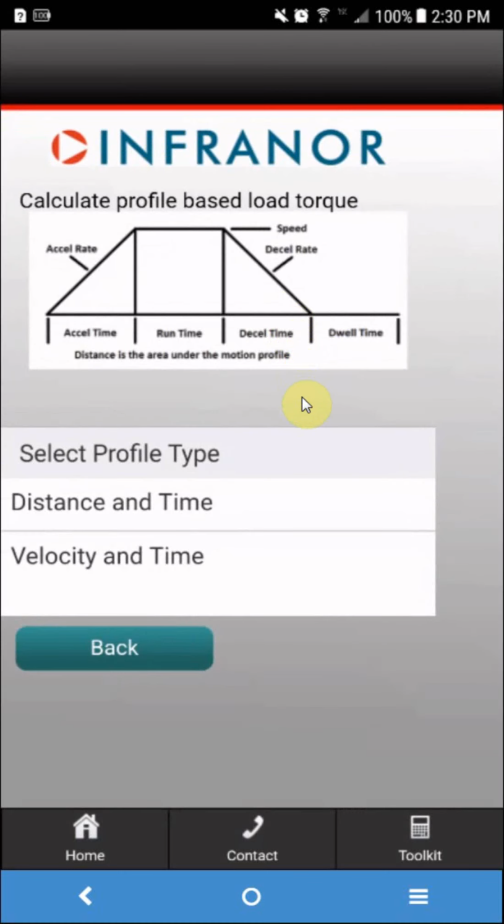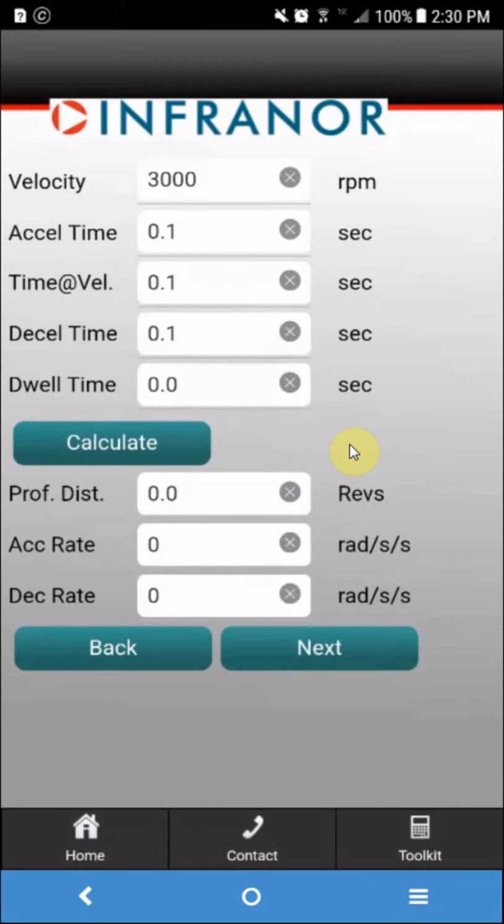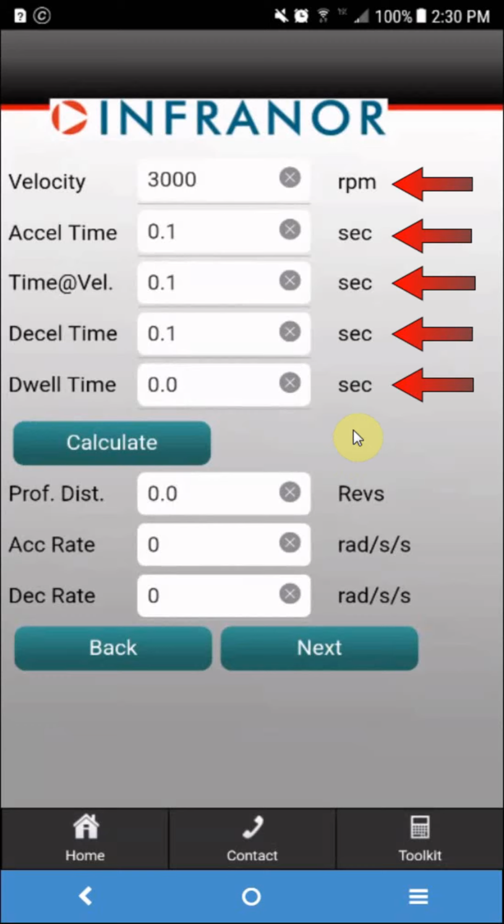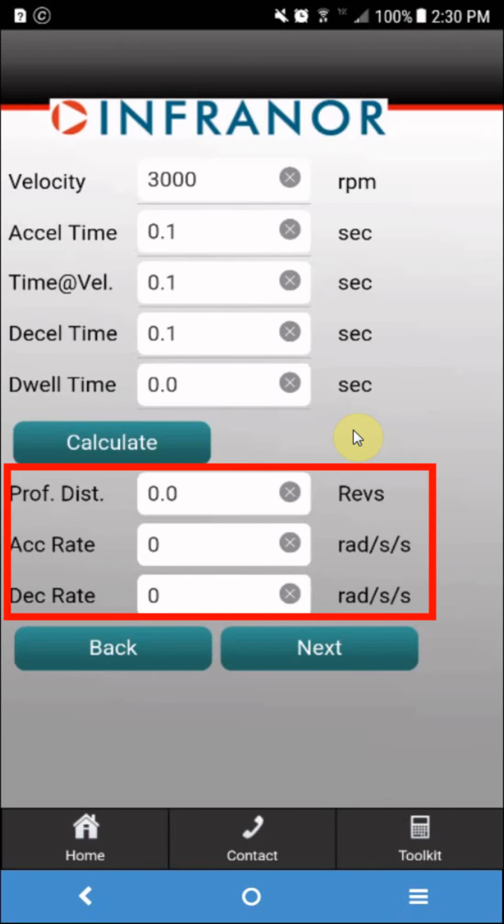Next, the profile type will be chosen and depends on whether your application is distance or velocity dependent. Both profiles will give the same result but are just set up with different objectives in mind. For this tutorial, I will use the velocity profile. The velocity profile is broken up into 5 sections with the corresponding results area below.